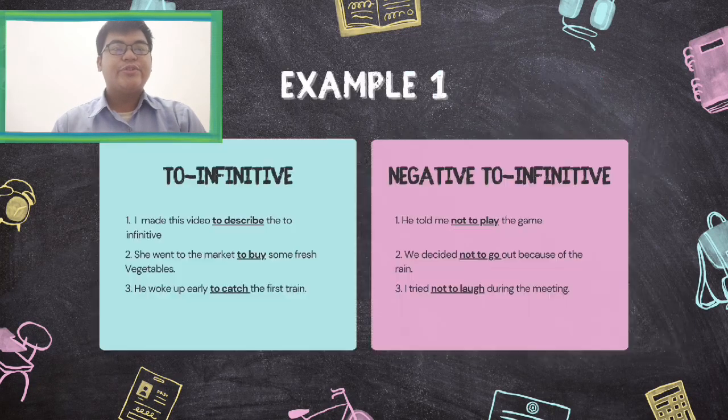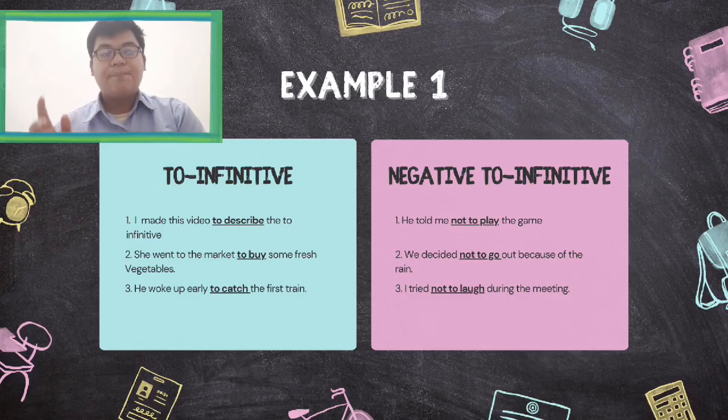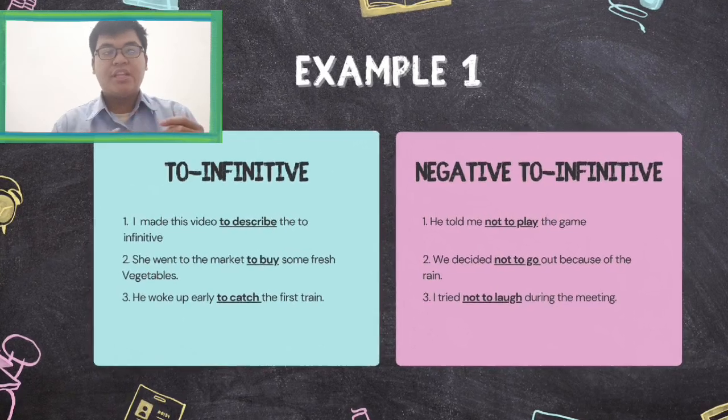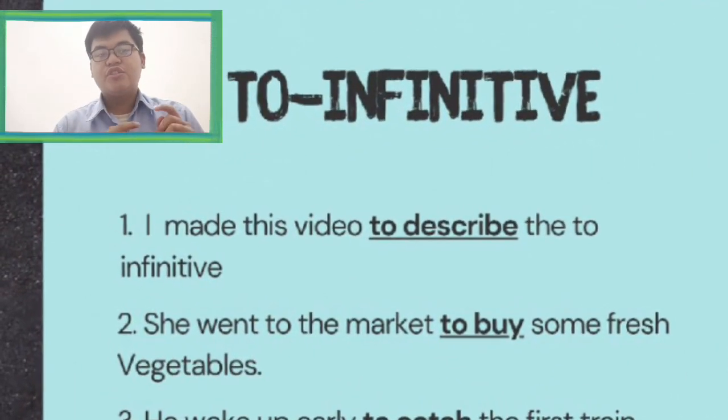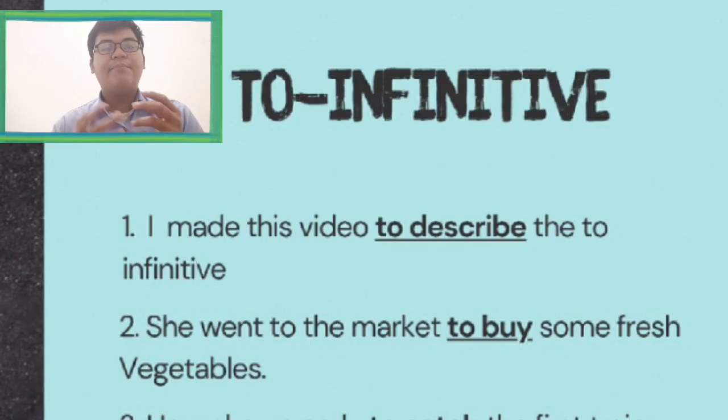Now, next is the example of to-infinitive. We have two formats in here, positive to-infinitive and negative to-infinitive. In positive to-infinitive, we have the example, I made this video to describe the to-infinitive. I made this video to describe to-infinitive. Can you recognize where is the to-infinitive in that sentence? Okay. I will ask someone to guess where is to-infinitive.